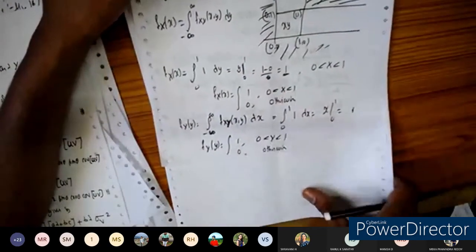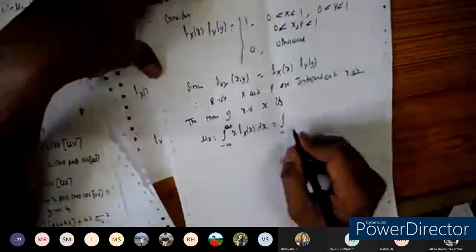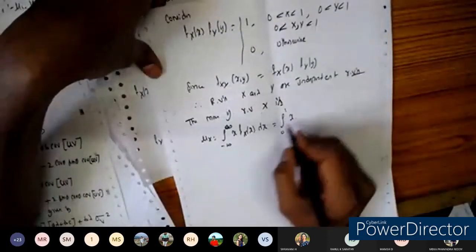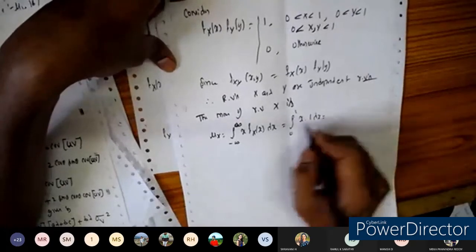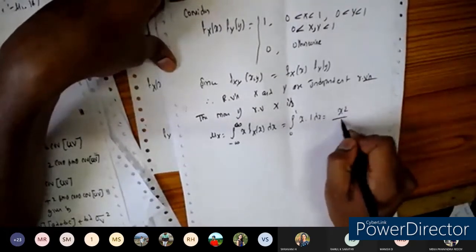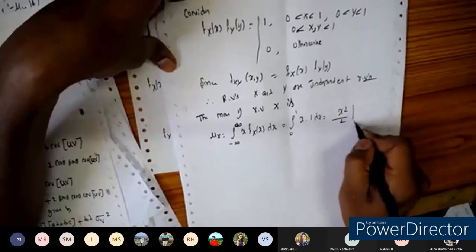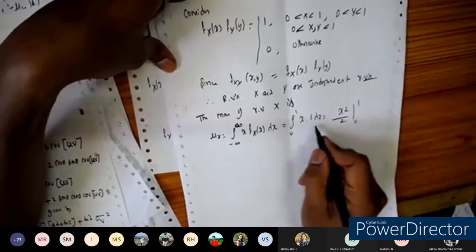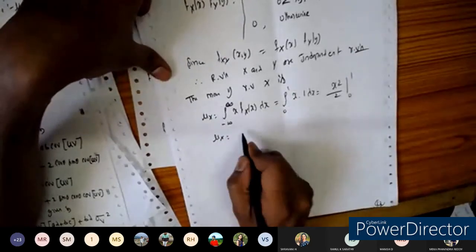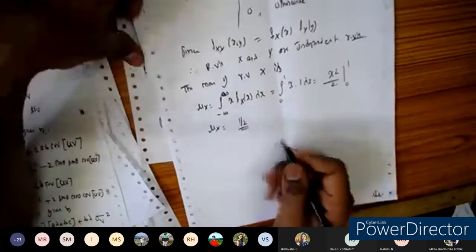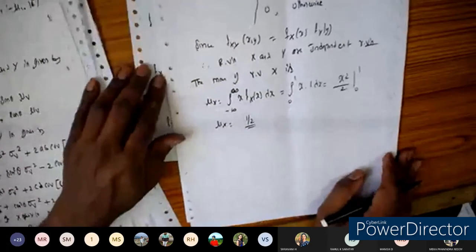So I'm going to change the limits from 0 to 1. So the integral from 0 to 1 of x into the value of fx of x, which is 1 within this interval, into dx. The integration becomes x squared divided by 2, with the limits 0 to 1. So the mean nu x is equal to 1 by 2.